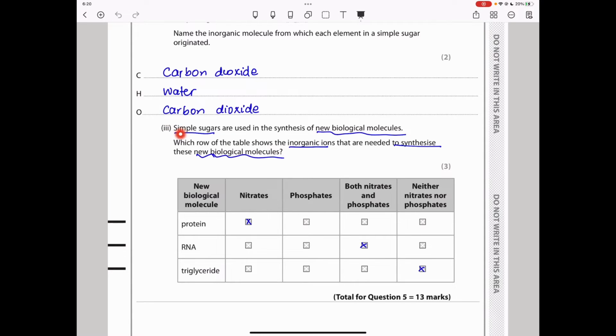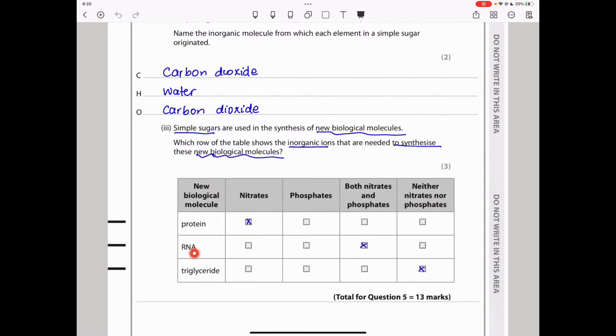Roman 3 says simple sugars are used in the synthesis of new biological molecules. Which row in the table shows the inorganic ions that are needed to synthesize the new biological molecules? If we are making a protein, of course, we'll need carbon, oxygen, nitrogen. We'll need nitrates. Nitrogen is going to come from nitrates, and some proteins, of course, will have some sulfur, but since it's not here, I will just go with nitrates.